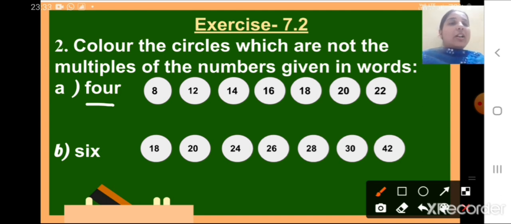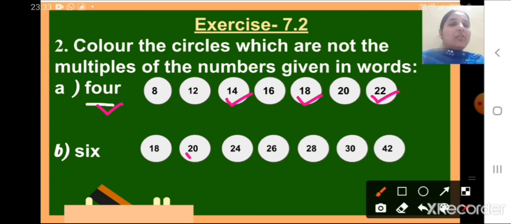So 4. So which among these is not a multiple of 4? So you can see here 14, then 18 and 22. These are not the multiples of number 4. If you say the table of 4, you will not get 14, 18 or 22, but you will get 8, 12, 16 and 20, isn't it? Now number B is 6. Now can you tell me which of the numbers are there which are not a multiple of 6?